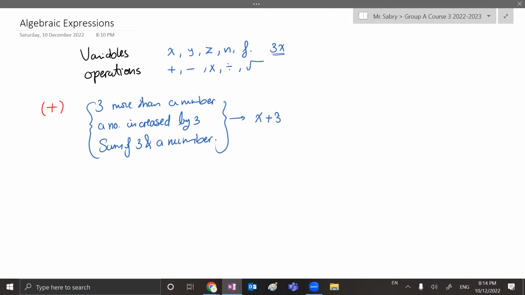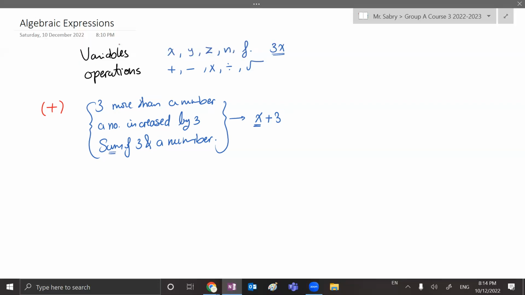With their literal translation, when I say 3 more than a number, so the number comes first and then I added 3 to it. A number increased by 3, so again a number, which I don't know. And the thing I don't know, I always use letters to represent it. And I increase on that by 3. The word sum is a keyword. It means the sum of x plus 3, just x plus 3.